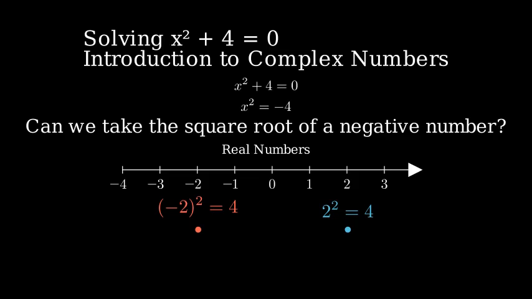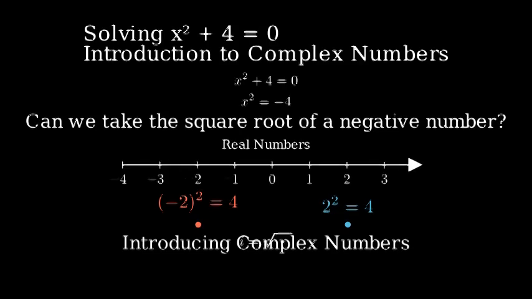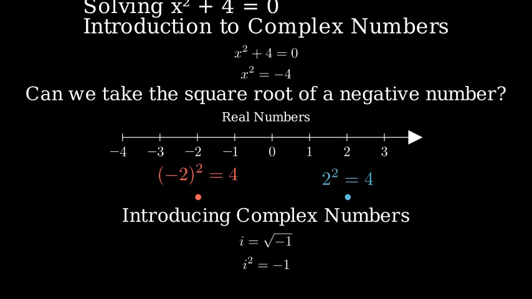So if we're looking for a number that squares to give us negative 4, we need to introduce a new type of number called a complex number. We define the letter i as the square root of negative 1. Now, let's use this to solve our original equation.